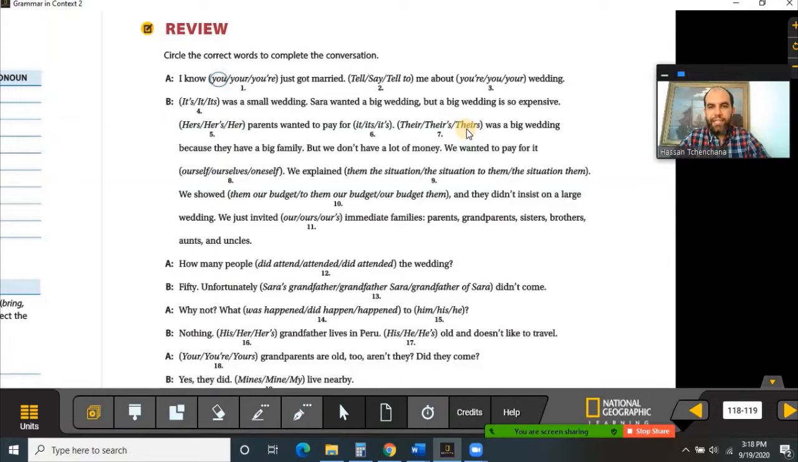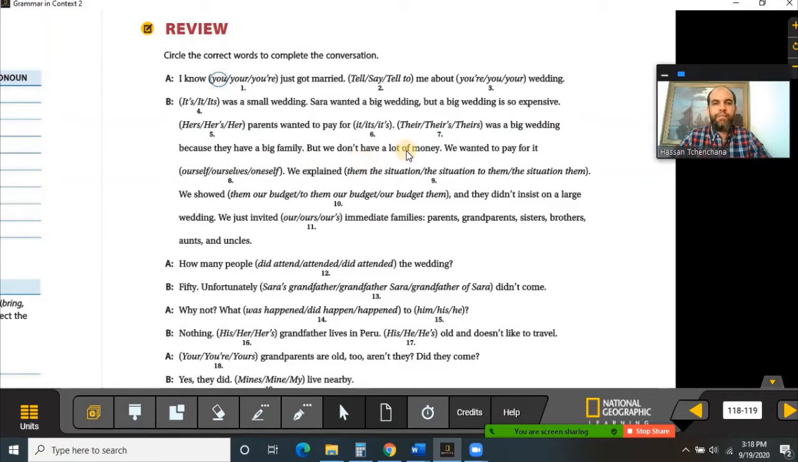And theirs, so we said this one doesn't work, this doesn't work, so theirs is the one that works. Okay, theirs, which is a possessive pronoun, goes without the noun to modify. This is the correct one. Theirs was a big wedding because they have a big family.